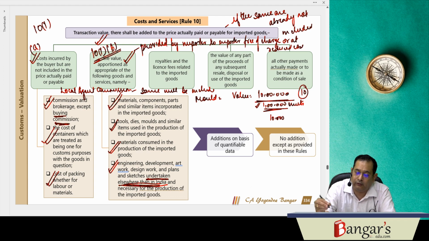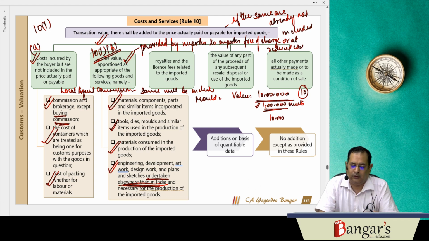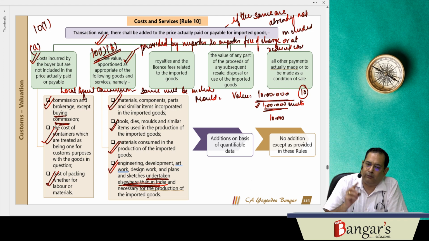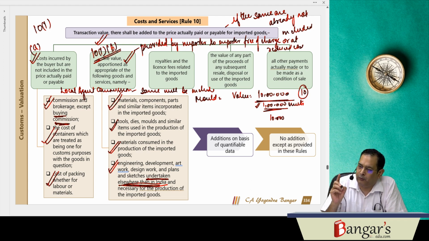Then in case the mold remains with the exporter and only 10,000 units are imported, then 10 lakh rupees will be apportioned on 10,000 units only. So here, we have to determine the value of these, which are provided by the importer free of charge or at reduced cost, and then we have to apportion the same.